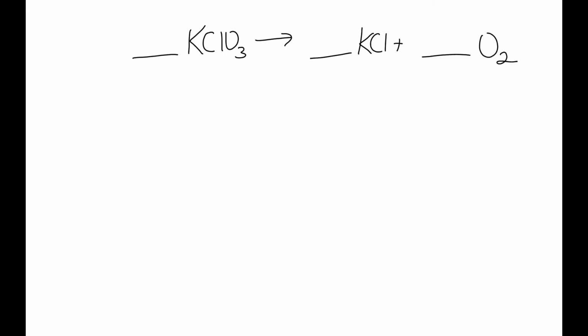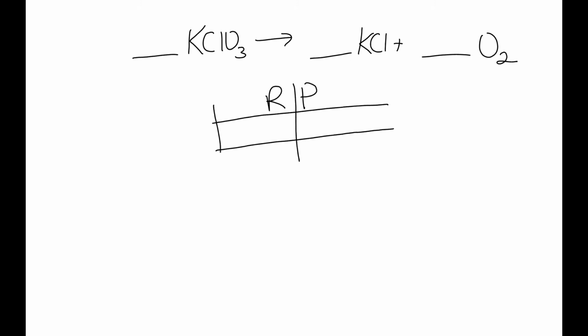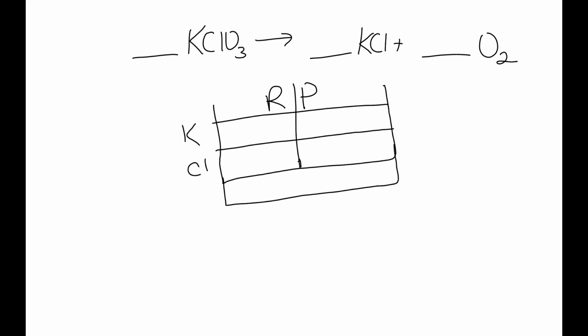Okay, this time we've got potassium chlorate decomposes to form potassium chloride and oxygen. So one time we're going to put the reactants and products. Okay, and we have K and Cl, and I got to add a third one, and O. Okay, so on the left hand side we have 1 K, 1 Cl, and 3 O's.